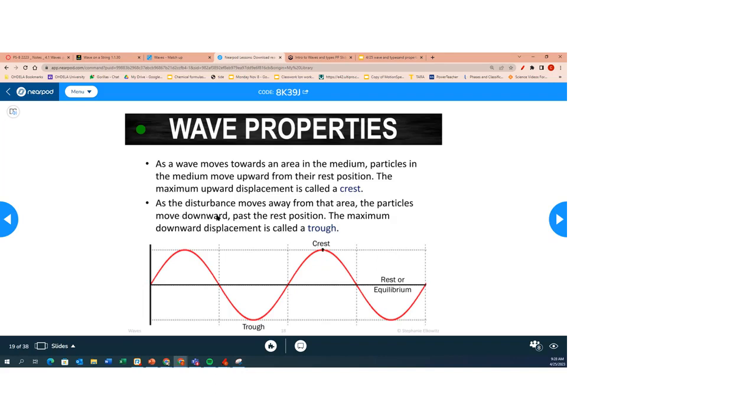The disturbance moves away from the area. The particles move downward past the rest position. That's the trough. A lot of times you think the reason they call it a trough was way back when they were feeding animals in the trough. You know, everybody had a horse, I imagine. So they have a place where they put water or feed called the trough, the low point. The maximum downward displacement is called the trough. And then the rest point is the halfway point in between.